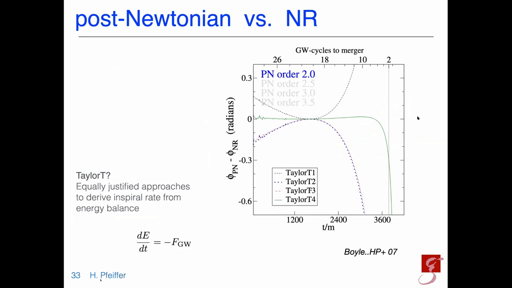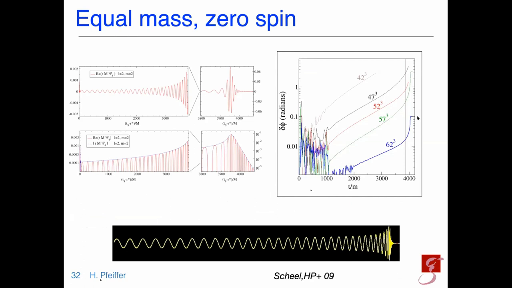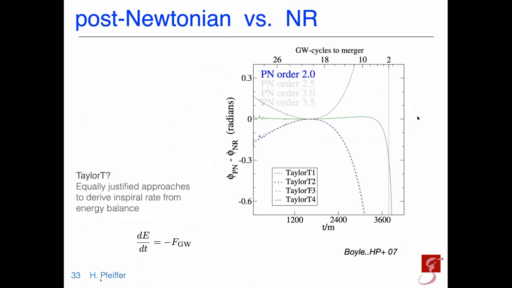One of the things we already did very early on, with our already much longer simulations than what other groups had, because the high accuracy and the low computational cost allowed us to do much longer simulations than the finite difference groups, were comparisons to post-Newtonian theory. So this is the comparison for equal mass, no spin.